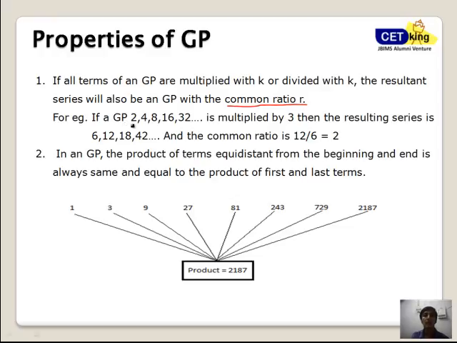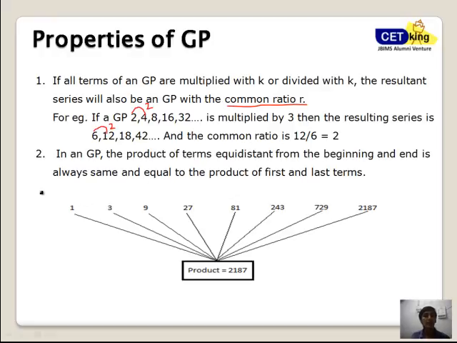So if a GP is taken as 2, 4, 8, 16, 32, here clearly the common ratio is 2. Alright. So if we multiply this series by 3, then the resultant series will be 6, 12, 24, 48, 96. If we look at the common ratio here, it is still 2. So the common ratio will not change.